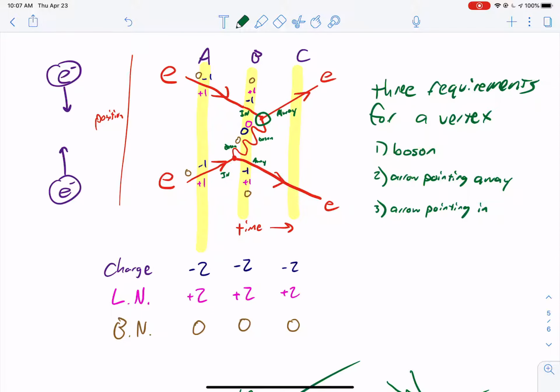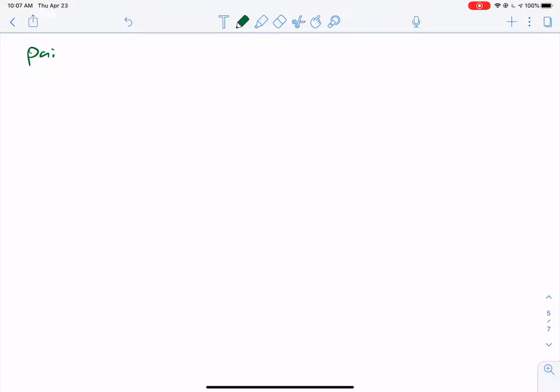Now I want to look at 3 specific Feynman diagrams and analyze them with you. 2 of them are new and 1 is an old favorite that we've had in the past. So let's look at it. Let's look at this one. This is called pair production.